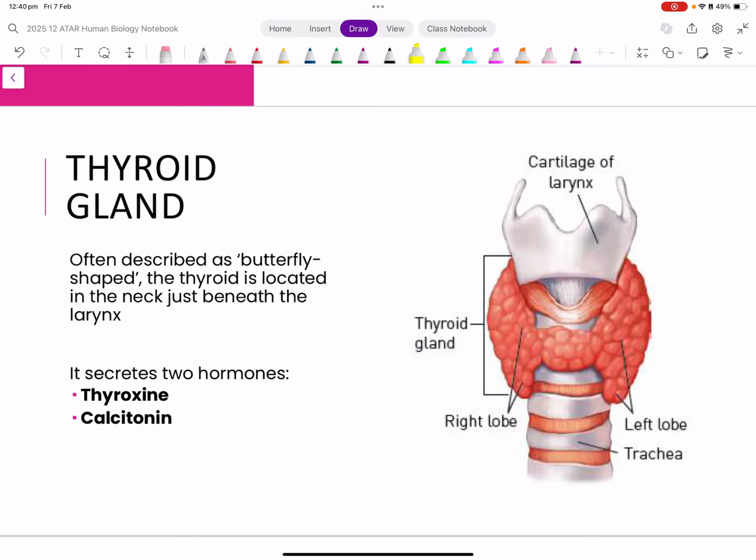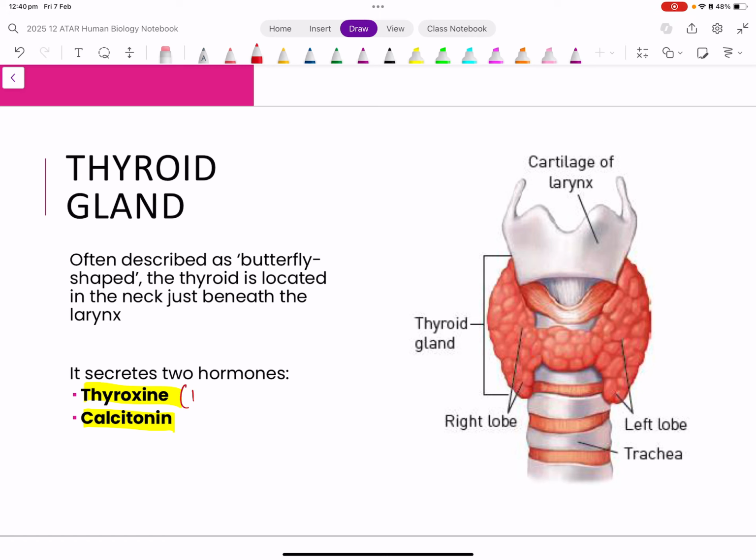The thyroid gland is often described as a butterfly gland, and as you can see with my yellow highlighter now, I'm showing you the rough outline of this thyroid gland here. It is located just below the larynx, and we can see the cartilage with the larynx in the diagram on the right. It is really important in a Year 12 level for the release of two hormones. These are thyroxine and calcitonin. There is another hormone as well.